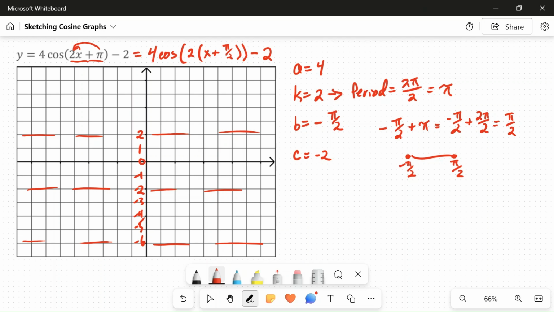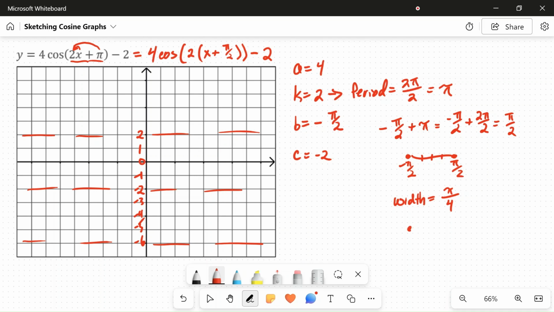All right, and I need to divide that into equal pieces so that we can figure out where all of those points go. And if you remember to do that, we can take what the width of each of those little pieces is going to be, take our total period, which in this case is pi, and we're going to divide that by 4 because there's 4 pieces if you have 5 points. So that means we're starting at a negative pi over 2, and we have to travel a distance of pi over 4 to get to the next spot, to the next point.